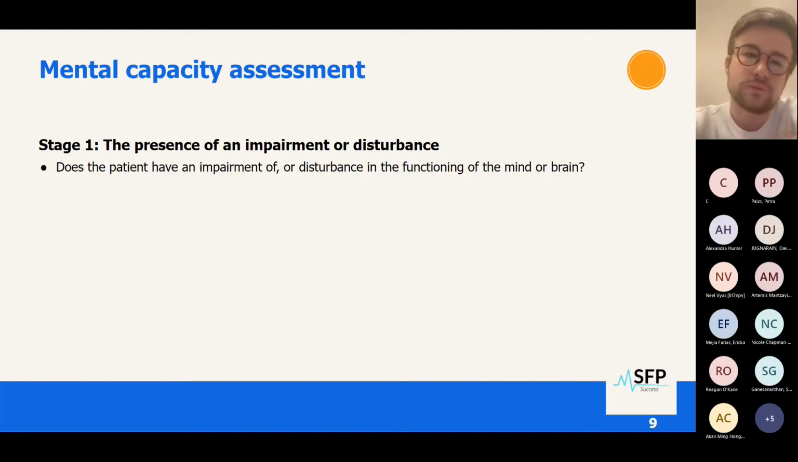So once you are thinking, do they have capacity or not? Is there something which is causing an impairment? If you think that there is something, you would then move on to stage 2, which is the functional assessment. Can we just pull that bit up?